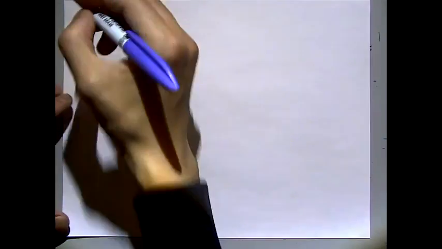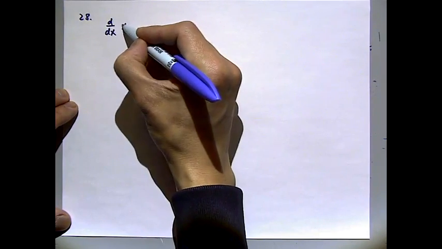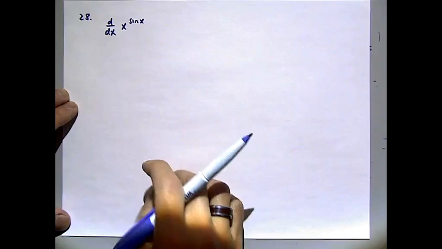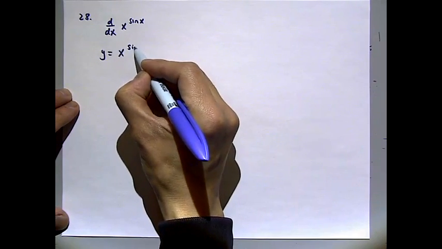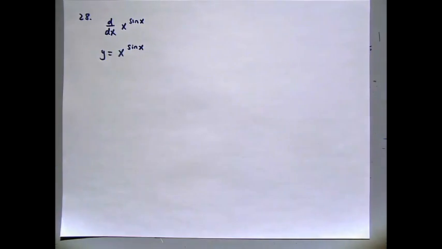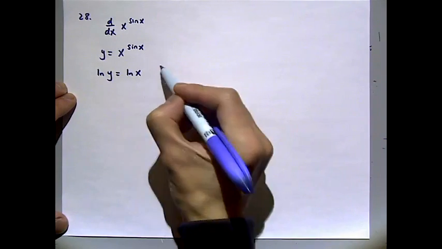28. 28, looking for the derivative of x to the power of sine of x. This was on exam 2 or 3, wasn't it? All right, that's fine. Okay, so we got a complicated thing going on in the exponent. We don't want that. So we take the natural log to get it out of the exponent.